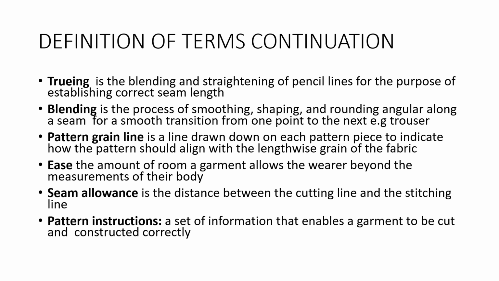Ease. This is the amount of room a garment allows the wearer beyond the measurement of their body. Ease can be done by an individual, or sometimes the pattern drafting books provide ease allowances for different parts of the body measurements. Seam allowance. This is the distance between the cutting line and the stitching line. Pattern instructions. This is a set of information that enables a garment to be cut and constructed correctly.